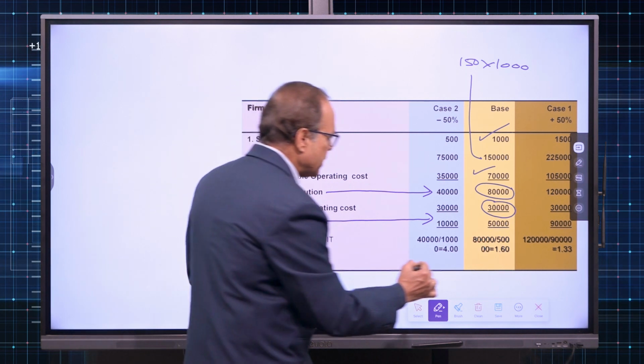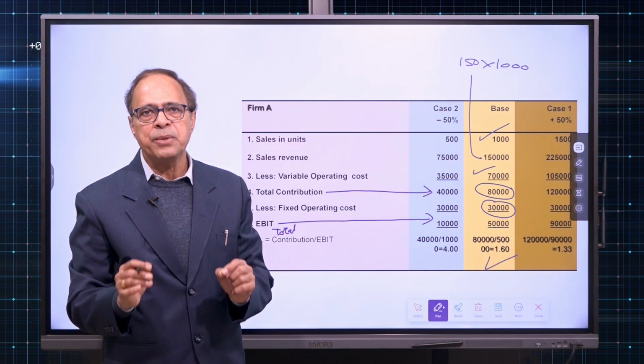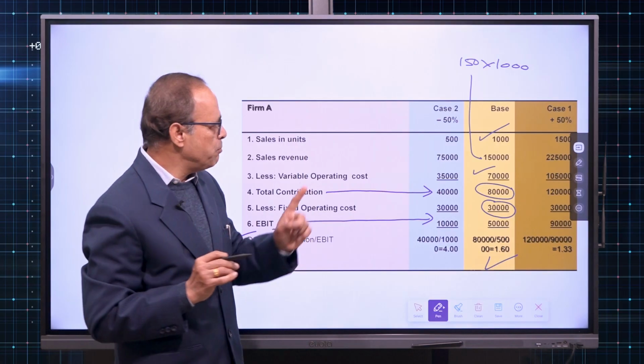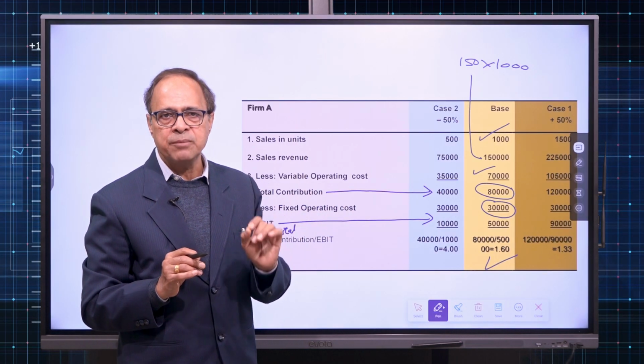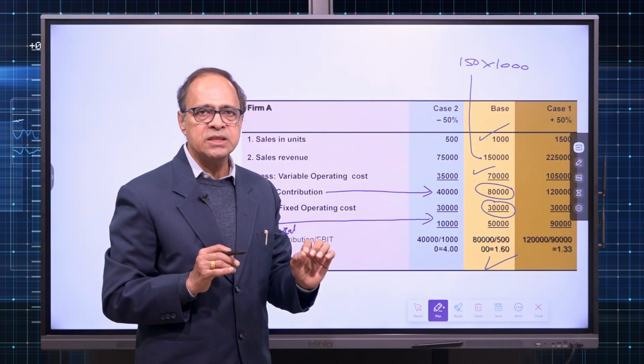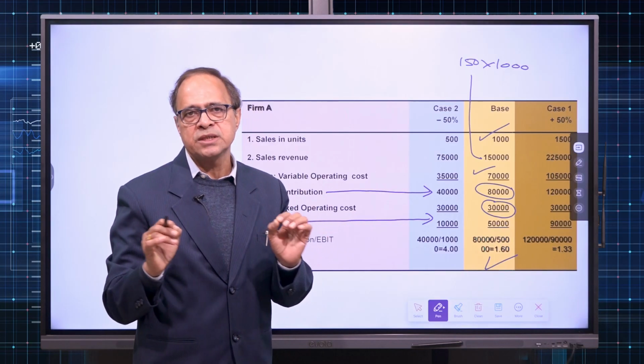Now, what is the interpretation of this 1.6? This 1.6 simply means that from the base level, if your sales volume changes by 1%, for every 1% change in sales volume, your operating profit will change by 1.6%.